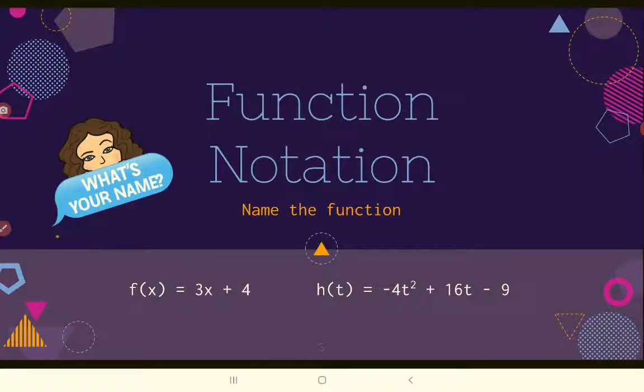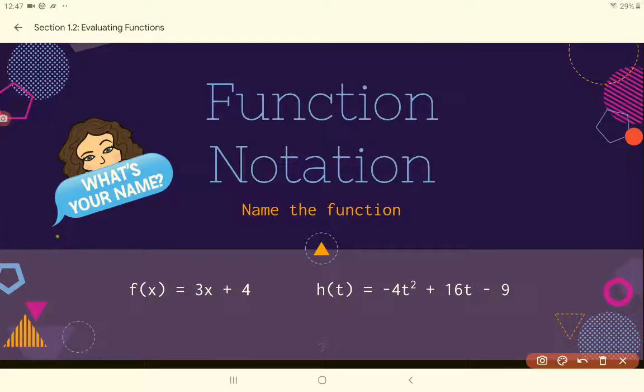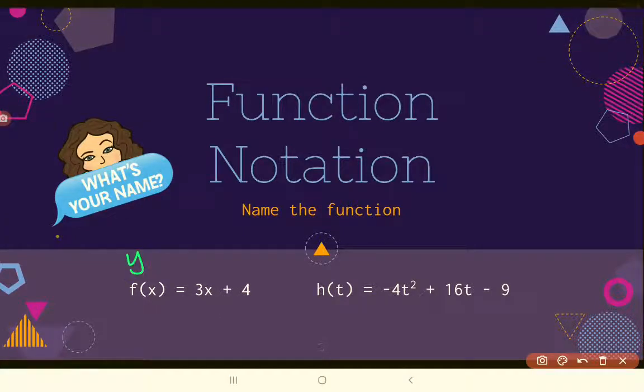Something that's new today, you've seen it before but it's been a long time, is function notation. Function notation just means that we name the function. Here's what I mean by that. You're used to seeing equations written like this, where it says something like y equals 3x plus 4. Calling something y doesn't really tell me anything about it. Let's say instead I write something like this. What I've decided to do here is call this function f.